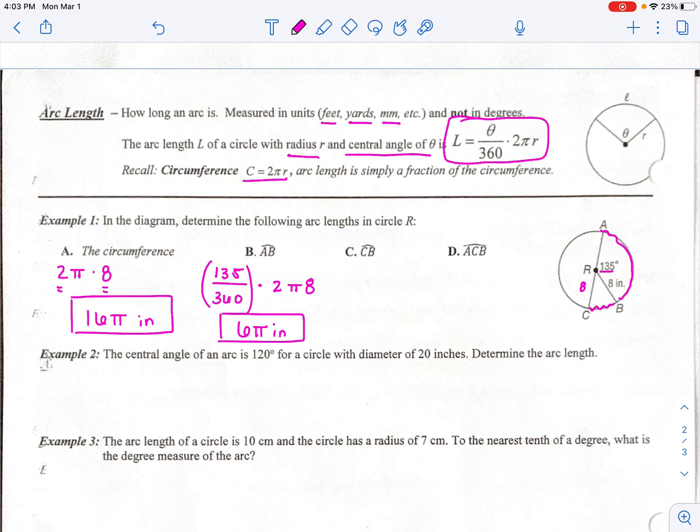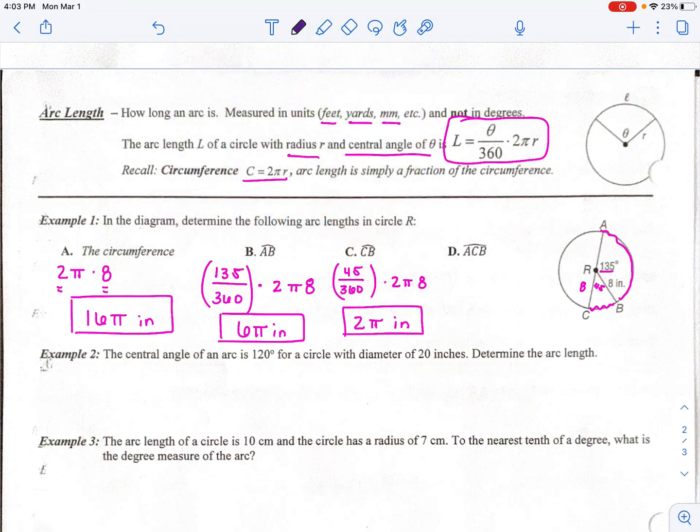CB. All right, we've got to figure out what the angle of CB is. I can do 180 minus 135, and I get 45 degrees there. So we're going to do 45 divided by 360 times 2 pi 8. If I type in parenthesis 45 divided by 360, parenthesis, times 2 times 8, and push equal, I get 2. Add that pi on the end. 2 pi inches.